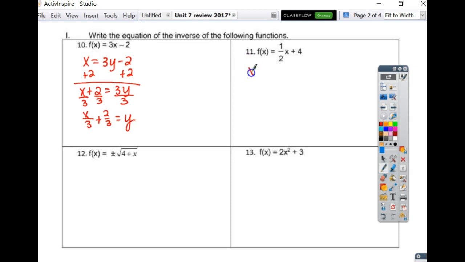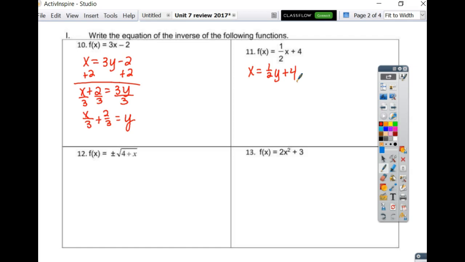Okay, number 11. If I flip the x and the y. So what's different from the last one that I just worked in this one? It's a fraction. You guys hate fractions, right? So let's get rid of it. Since we hate it, get rid of it.